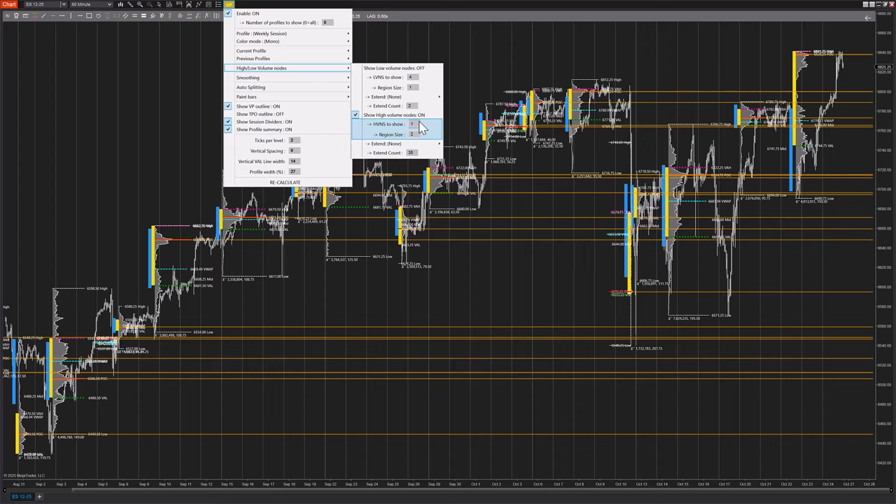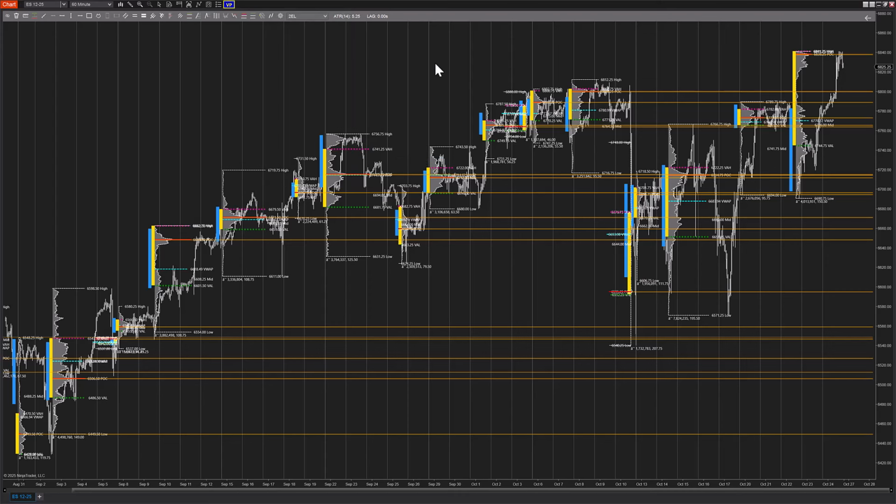All I want to see is the point of control. I'm giving it a little cushion here on the range. Let's make it a 2-tick range for those high volume nodes, and I'm asking it to extend forward. I'd already done it, right? So we've extended these forward here. This count can go up to 50, depending on how much data you're looking at. But now, there we have it.